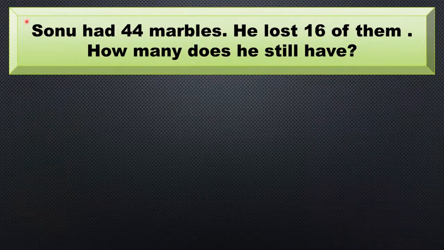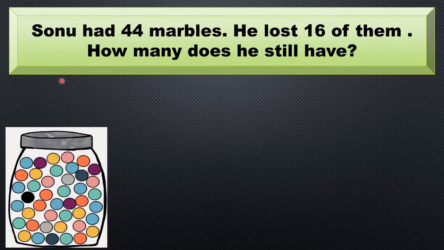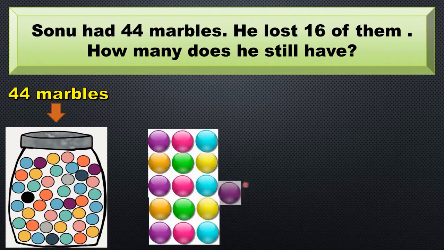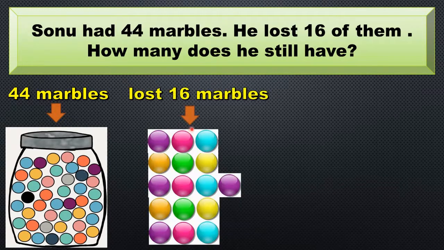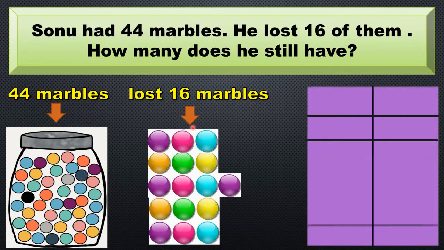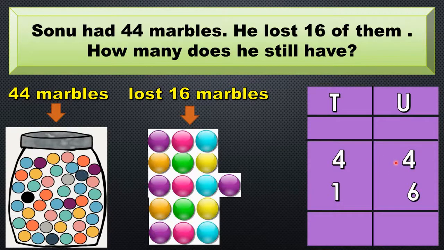First read the sum. Sonu had 44 marbles. He lost 60 of them. How many does he still have? First, Sonu had how many marbles? 44. Then he lost how many marbles? 60. So, let's see the sum. First, write the sum here. 44 subtract 60.